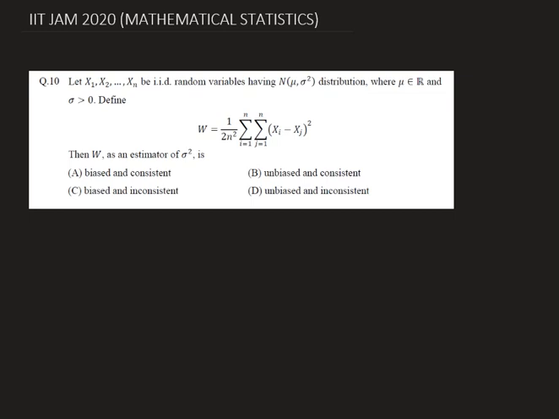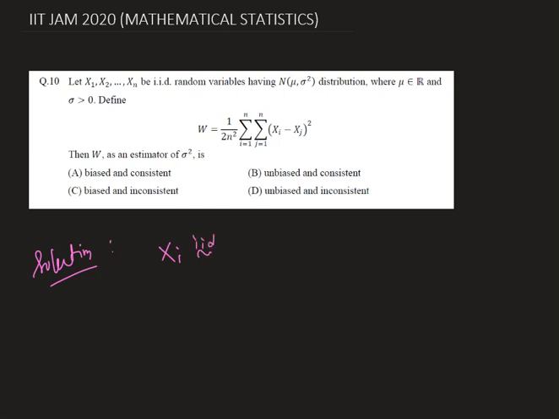normal mu comma sigma square distribution, where mu belongs to R and sigma is strictly positive. Now W is equal to 1 by 2n square double sum over (xi minus xj) whole square. Then W as an estimator of sigma square is whether it is biased and consistent, or unbiased and consistent, or biased and inconsistent, or unbiased and inconsistent. We need to find it.